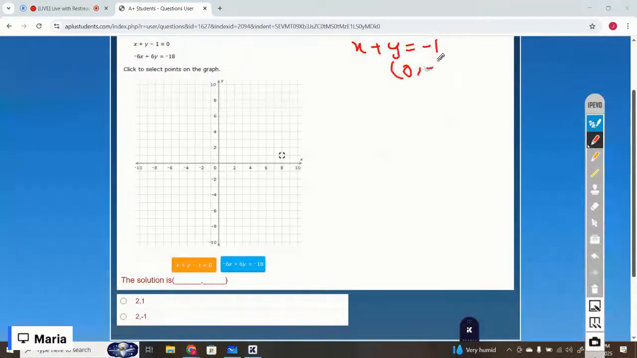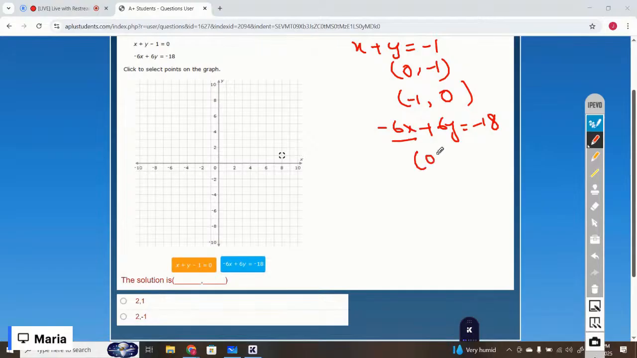So when x is 0, y is negative 1. When y is 0, x is negative 1. Now, for equation number 2, we need to calculate the x and y intercepts also. So when x is 0, y is negative 3. And when y is 0, x is 3.